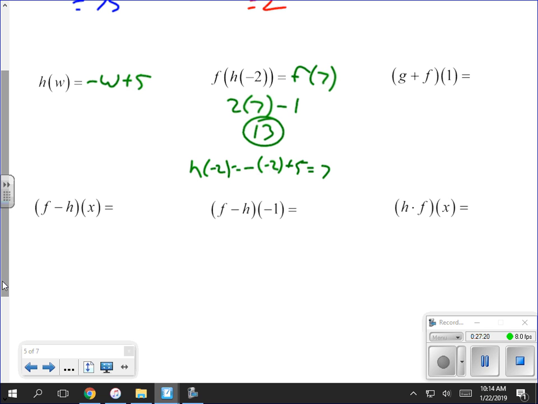And g plus f of 1. Once again, I can figure out what g of x plus f of x is, and then plug in 1, or I can find g of 1 and f of 1 and plug them in. This is the same thing as g of 1 plus f of 1. So that means I have g of 1 is 3 times 1 squared, plus f of 1 is 2 times 1 minus 1. So that's 3 plus 2 is 5 minus 1 is 4.